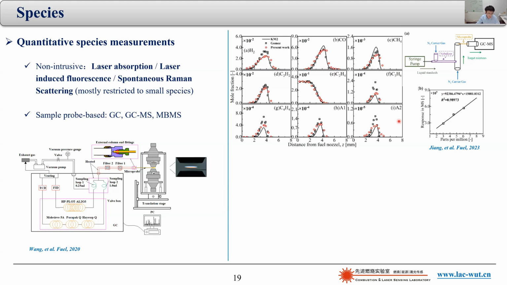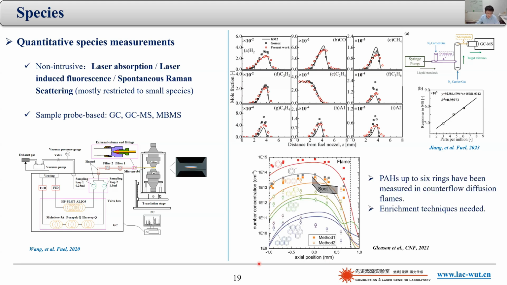But most recently, PAHs up to 6 rings have been detected in counterflow flames, which is quite remarkable. This is work, again, done by the Yale group. Of course, some enrichment techniques need to be used, and I will not elaborate, but it's possible to measure 6-ring aromatics, which is quite remarkable.